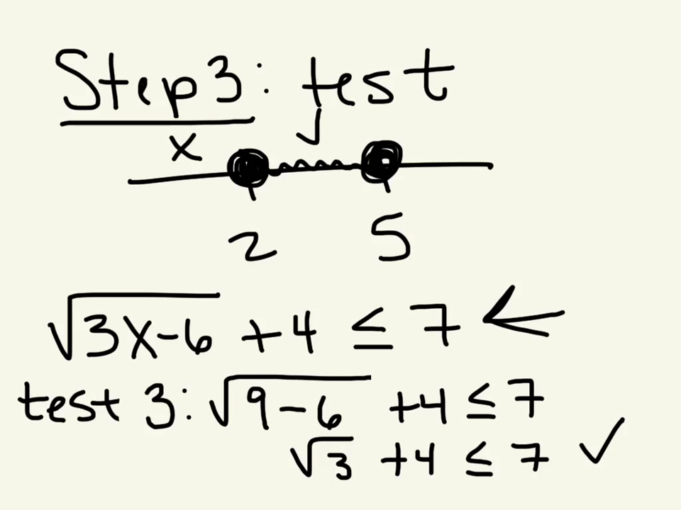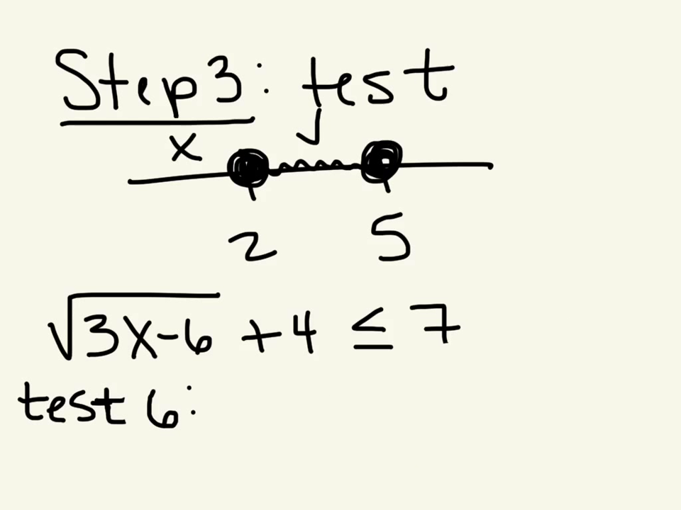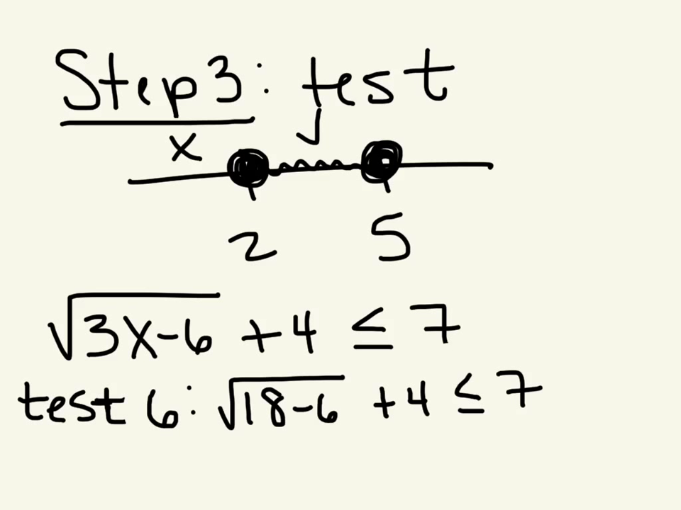The last step is to verify whether or not any numbers above 5 will satisfy this inequality. So let's test 6, a value to the right of 5 on the number line. So when I do that, I end up with 3 times 6, which is 18, minus 6 under the radical, plus a 4, less than or equal to 7. The square root of 18 minus 6 is equal to the square root of 12, plus 4 is less than or equal to 7.